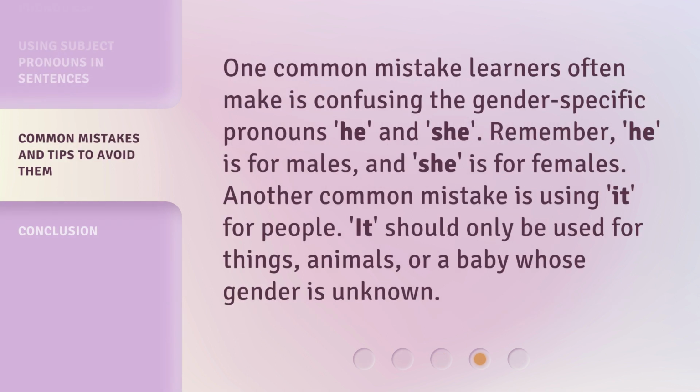One common mistake learners often make is confusing the gender-specific pronouns, he and she. Remember, he is for males, and she is for females. Another common mistake is using it for people. It should only be used for things, animals, or a baby whose gender is unknown.